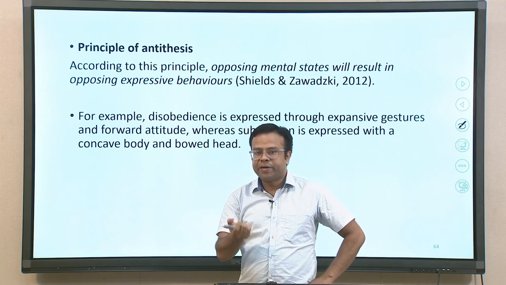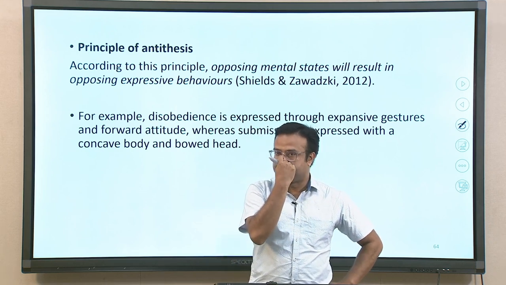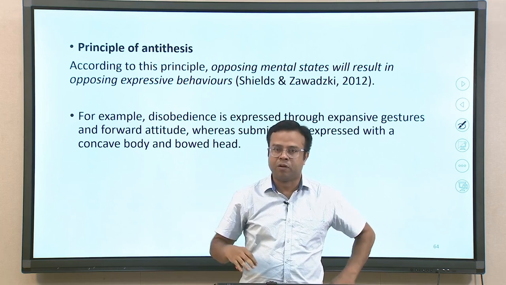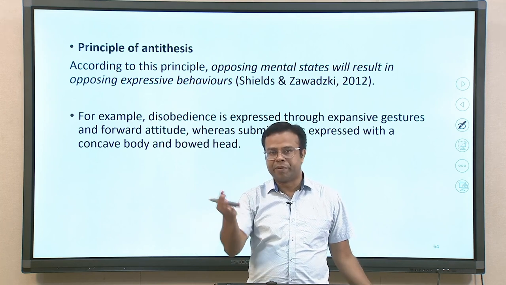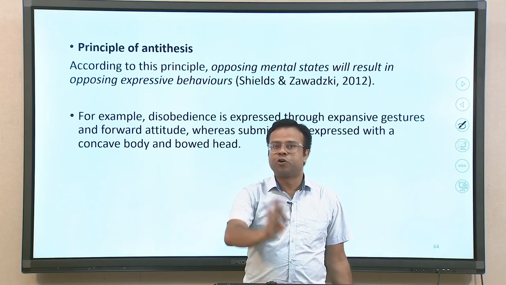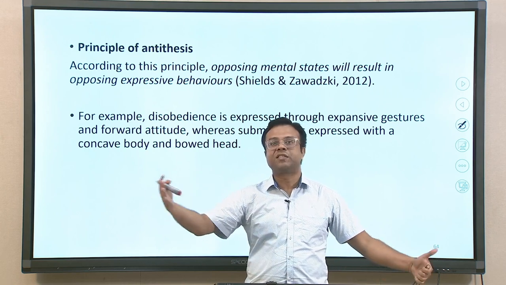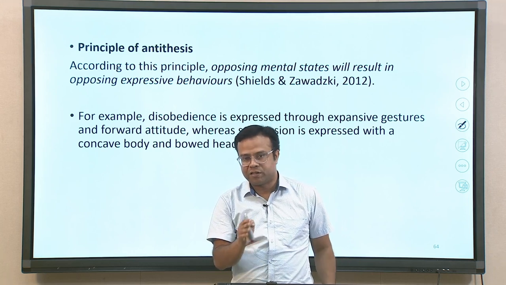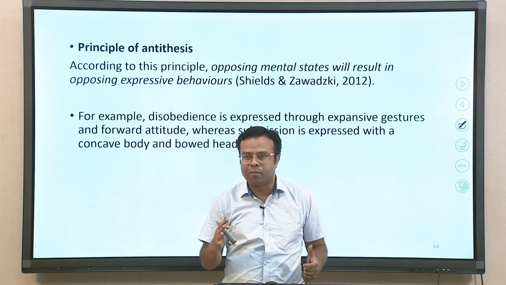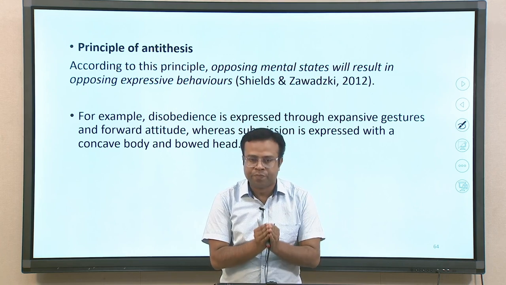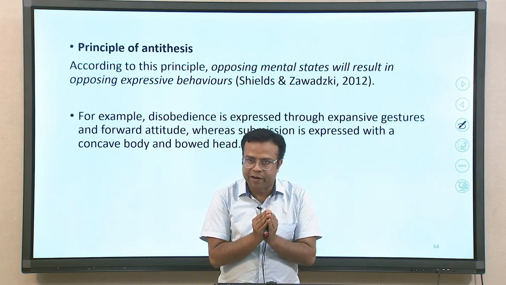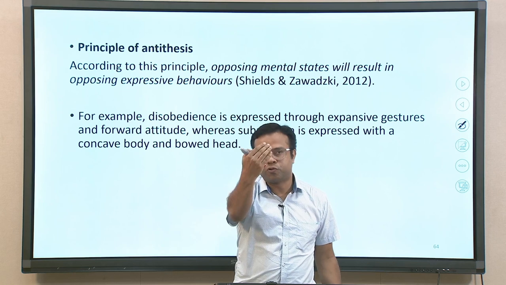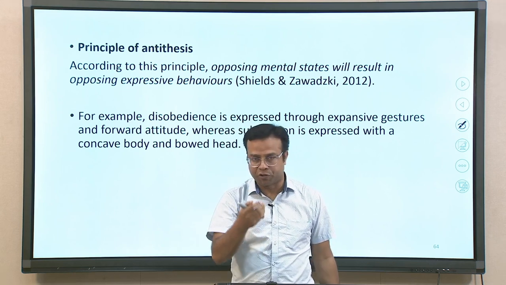For example, disobedience is expressed through expansive gesture and forward attitude. Whenever you are disobedient to somebody, you just go and say, I will not do it or something like that. There is generally an expansive gesture, though there may be exceptions, and you take a forward attitude, so a forward and expansive posture is formed. The opposite of disobedience is submission. When you are in a state of submission, you generally become more contracted, you bow down with a bowed head and so on. So one is expansive, one is more contractive. Opposing kinds of emotions will have opposing expressions. That is the idea.